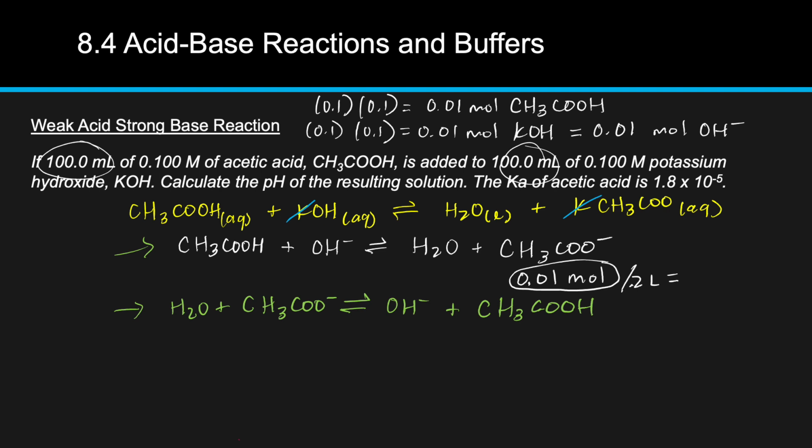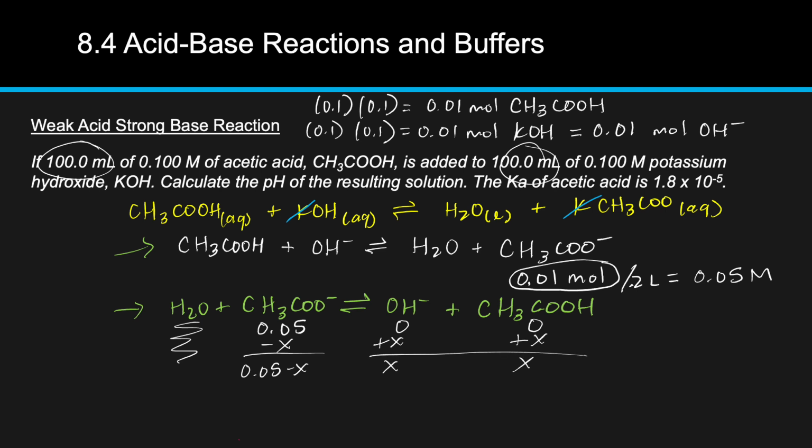0.01 divided by 0.2 is going to give us 0.05 concentration. So we are starting with a concentration of 0.05. We are not including water because that is a liquid. We are going to be losing acetate, so it's going to be 0.05 minus x, and we are starting with 0 here and gaining our products. It's going to be x and x. And remember we talked about in the last lesson, we can go ahead and lop off the x when we're solving.